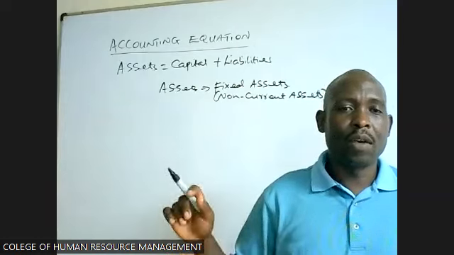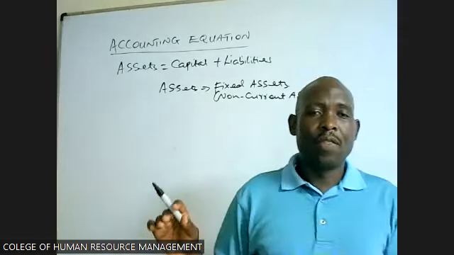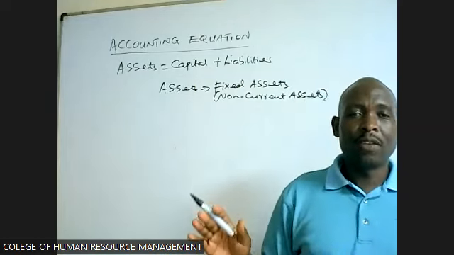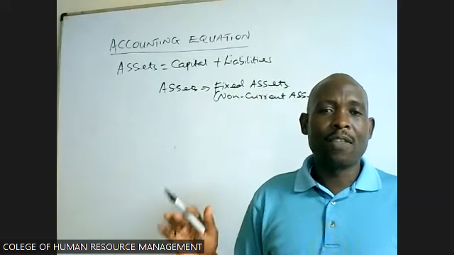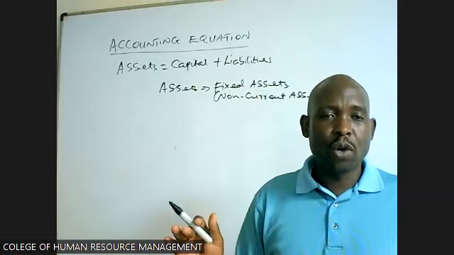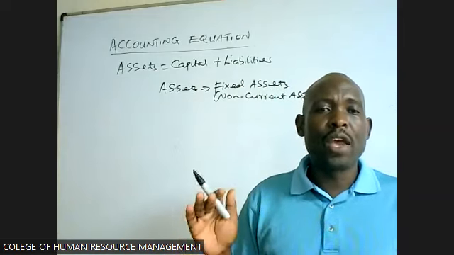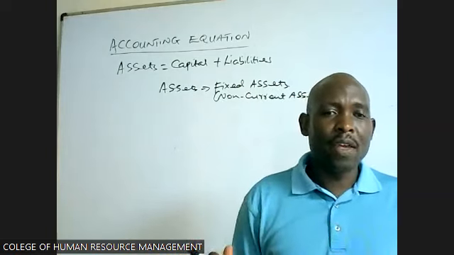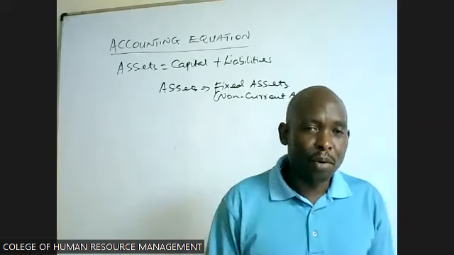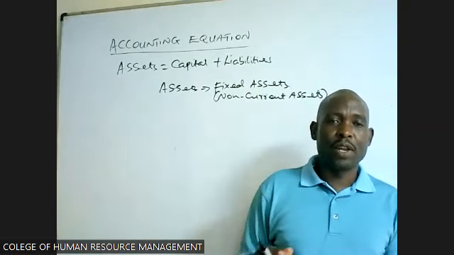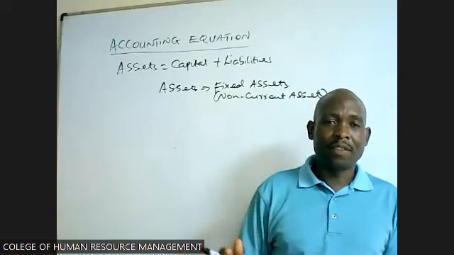They include things like motor vehicles, land and buildings, machinery, equipment, computers, furniture and fittings. All those are the resources we refer to as non-current assets. Actually, from the business perspective, we don't buy them with the aim of selling. We buy them so that they can assist in the smooth running of the business. For example, a motor vehicle, you buy it for the purpose of delivering goods to the customers, delivering goods from the suppliers and such kind of things.